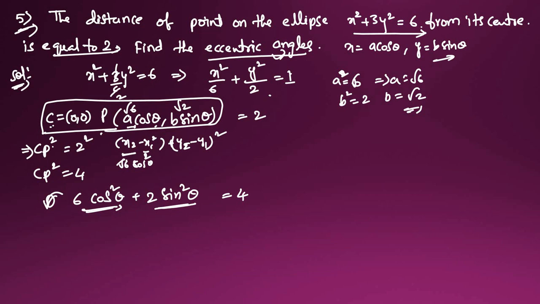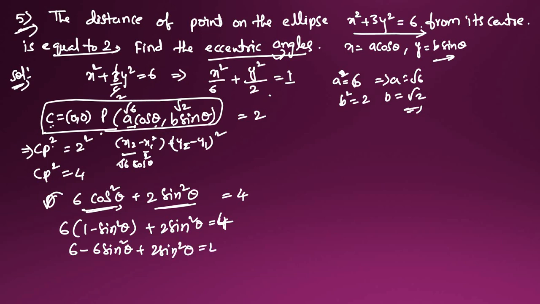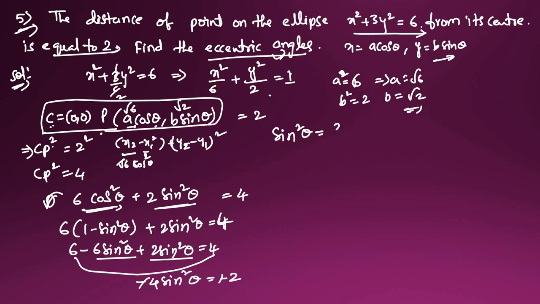Okay, now here I will do one thing: 6 into (1 minus sin square theta) plus 2 sin square theta is equal to 4. So 6 minus 6 sin square theta plus 2 sin square theta is equal to 4, and here 6 minus 2 is equal to minus 4, 6 goes outside, so minus 4 sin square theta is equal to minus 2. Minus minus will get cancelled, and sin square theta is equal to 2 by 4.